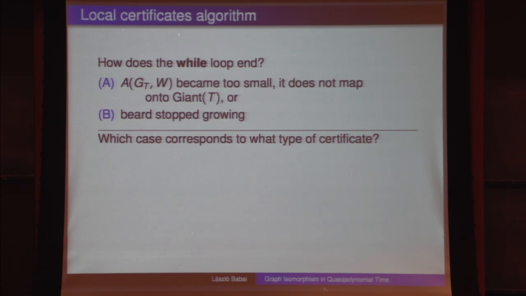We exit the while loop, and now my question to the audience is, which of these two cases corresponds to fullness and non-fullness? So in one of these two cases, the automorphism group will map onto a giant on the test set, and in the other case, it will definitely not. And the question is, which case is which?